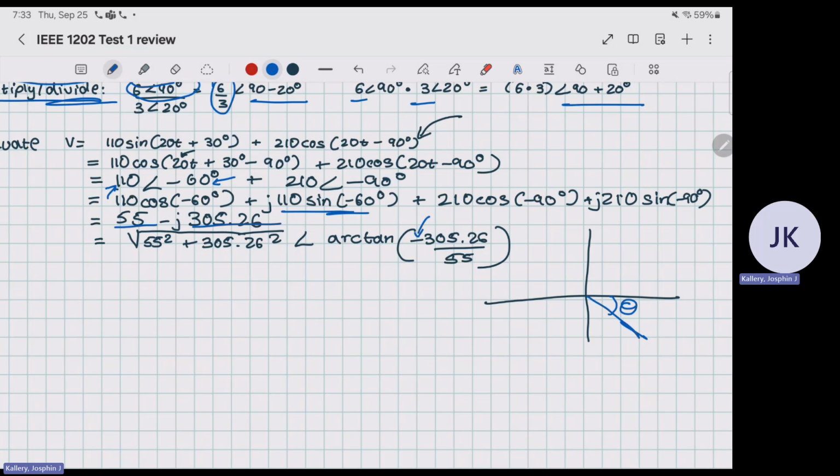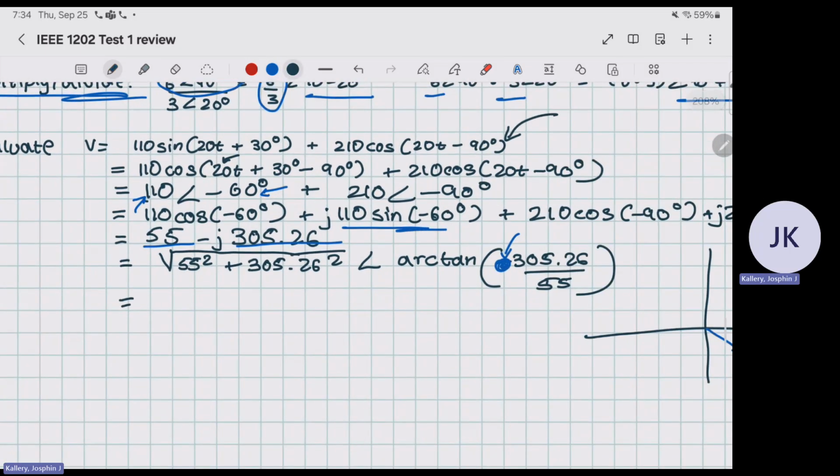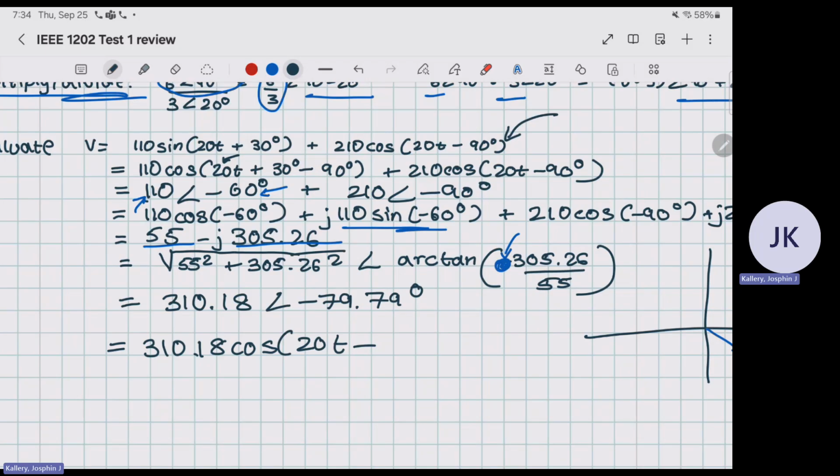You can maybe find a positive angle, just ignore the negative, plug this into your calculator, and then just make that angle negative. That's one option, but just be sure you check which quadrant you're in. So once you do that, you get 310.18, negative 79.79 degrees, and write it back in original format. We are using cosine, same frequency, and then we use the angle.